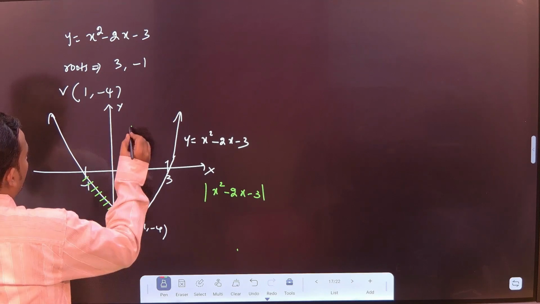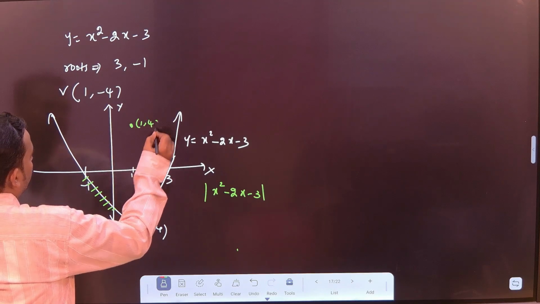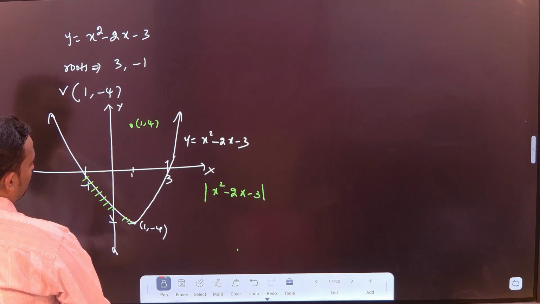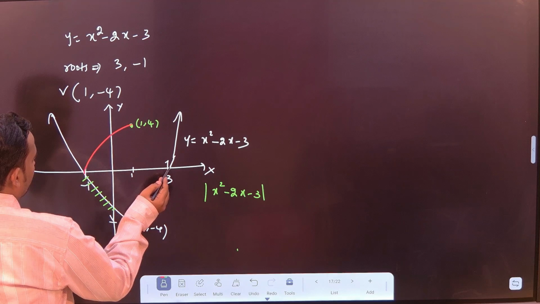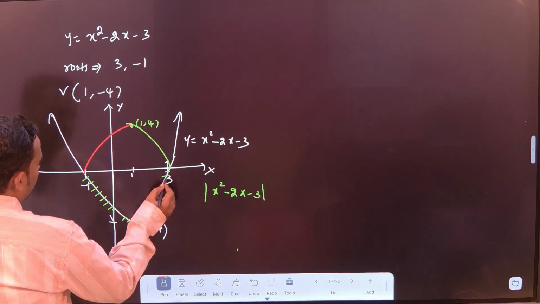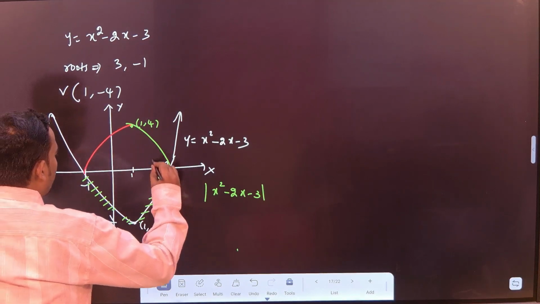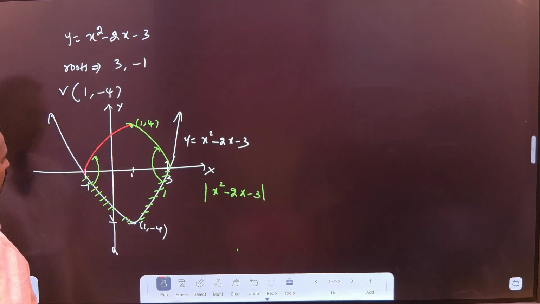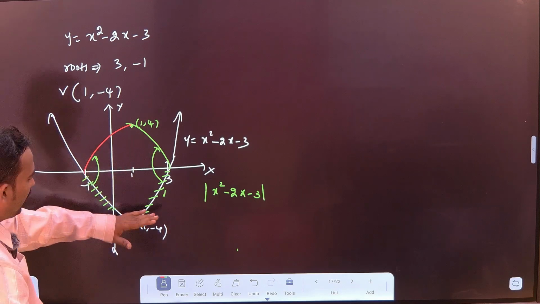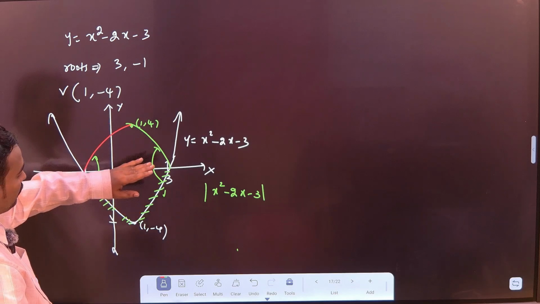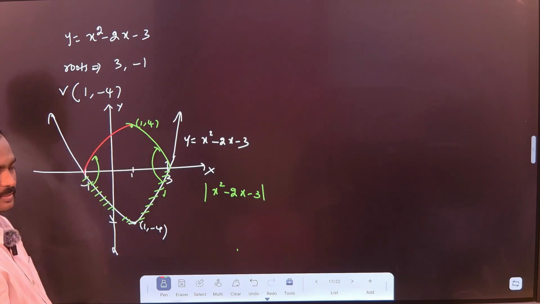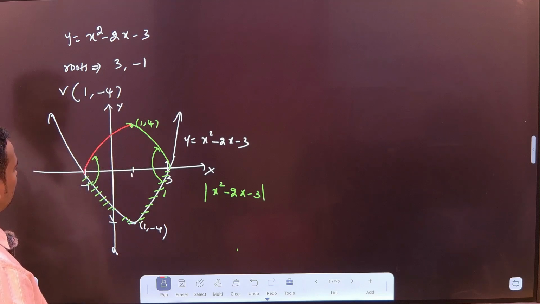This is 1 comma minus 4, which means this will be 1 comma 4, correct? This portion will be like this, and this portion will be like this, right? This is removed and will be reflected like this with respect to the x axis. Understand? Whatever is negative, that means below the x axis, you take the image of that with respect to the x axis. That will be the positive part, right?